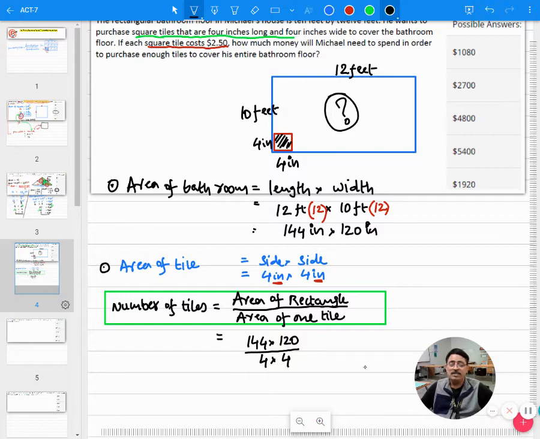Now all are in inches, so let me grab my calculator. 144 times 120, then that is divided by 4 times 4. Oh, my bad. Okay, divided by, oops, my apologies.